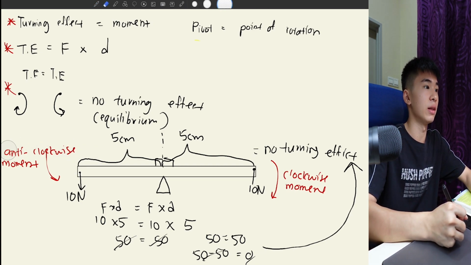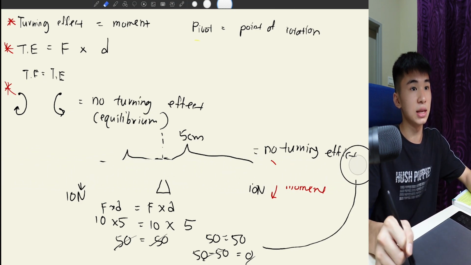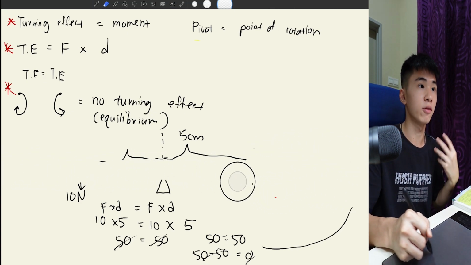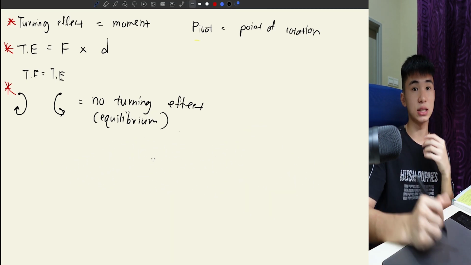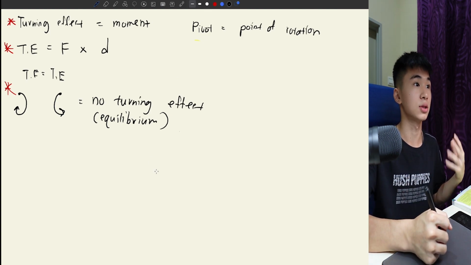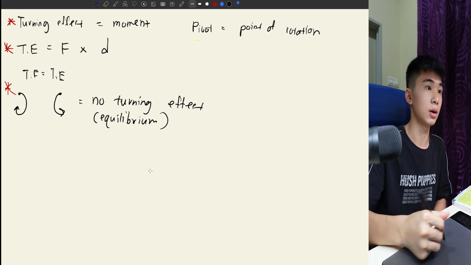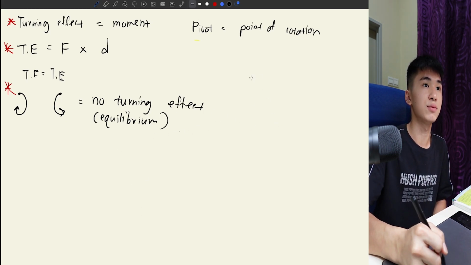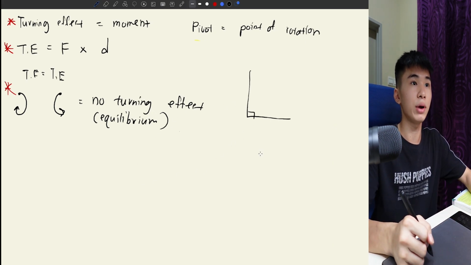So let us try another example, a more complicated one, but the principle is still the same, the formula still works the same way. As long as you understand the basics of turning effect, forces and the moment, you will be alright with that. Just keep in mind the distance will be the perpendicular distance.